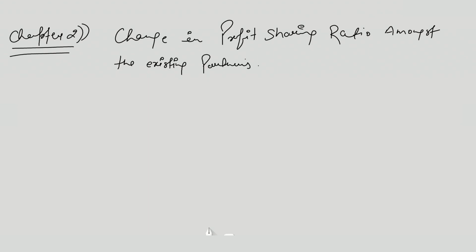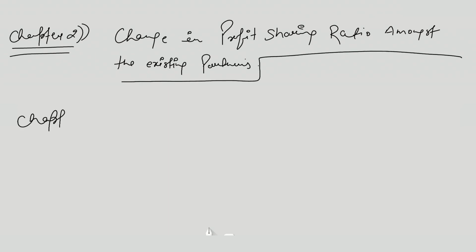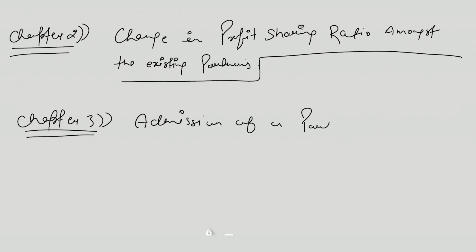So the next thing is chapter number 3. Under this unit, chapter number 3 is all about the admission of a partner. When a new partner is admitted into the partnership firm, what are the various accounting treatments?